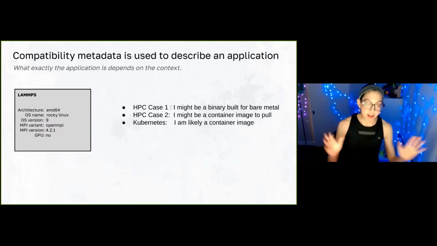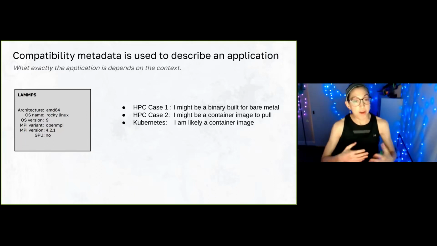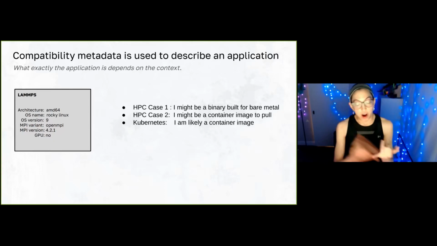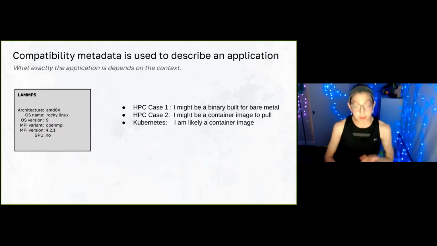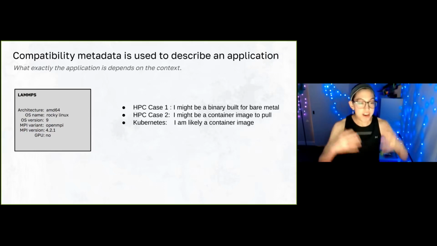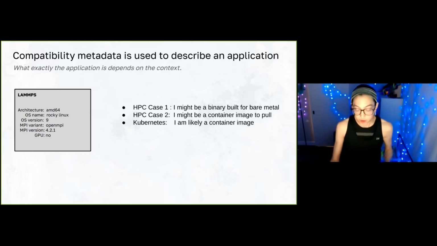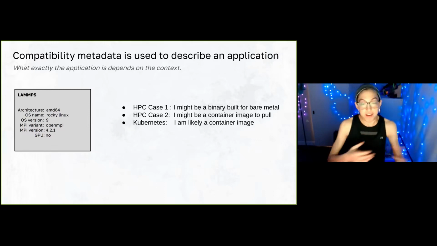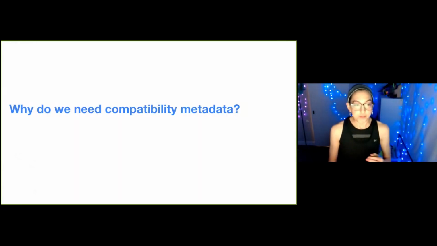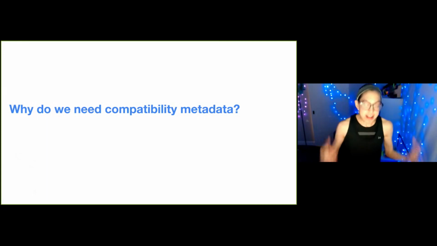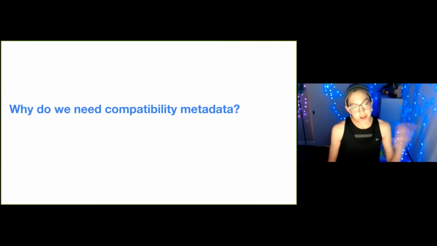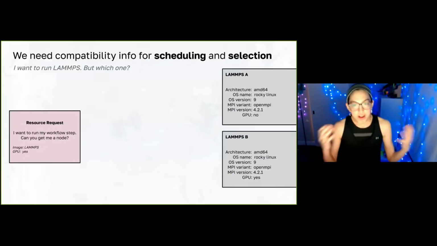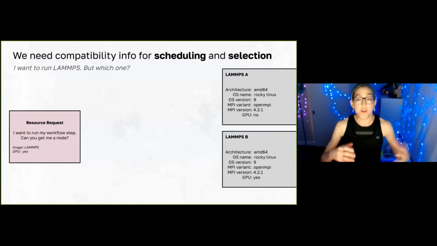Now, in all of these cases, we care about some compatibility metadata about LAMMPS, like the architecture. Maybe we care about the operating system and the version. We definitely probably care about the MPI variant, especially for HPC. And we probably also care if the container was built intending to be used with GPU, because that's going to decide what we need for the resources. So why do we need this compatibility metadata? The reason is that we need it for scheduling and selection.